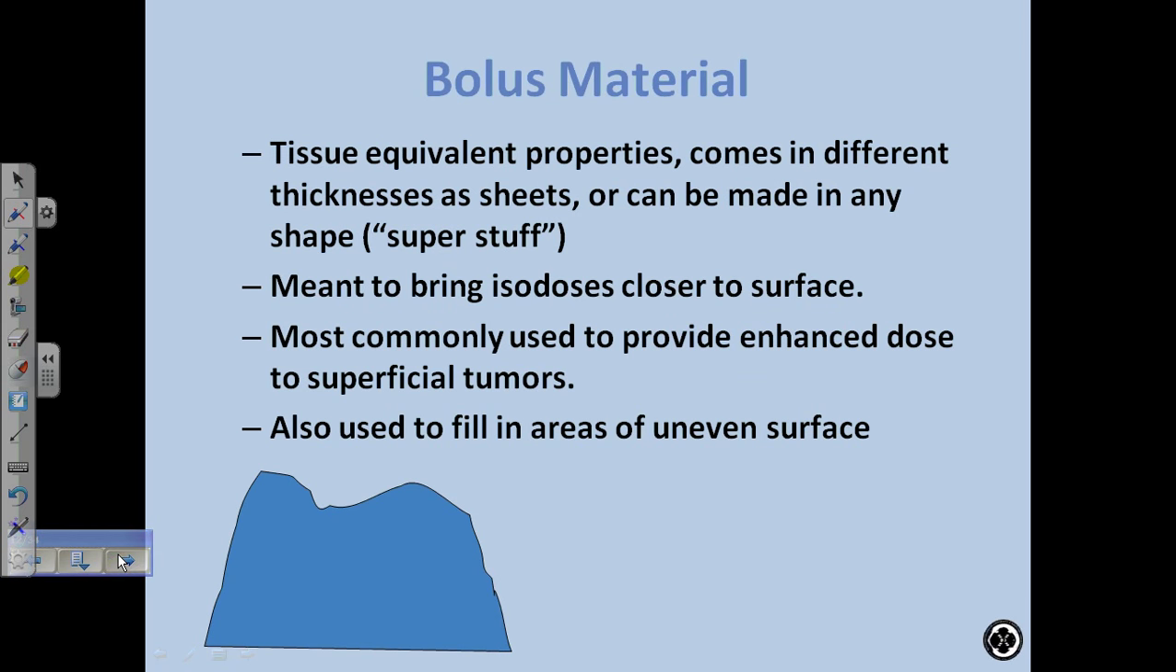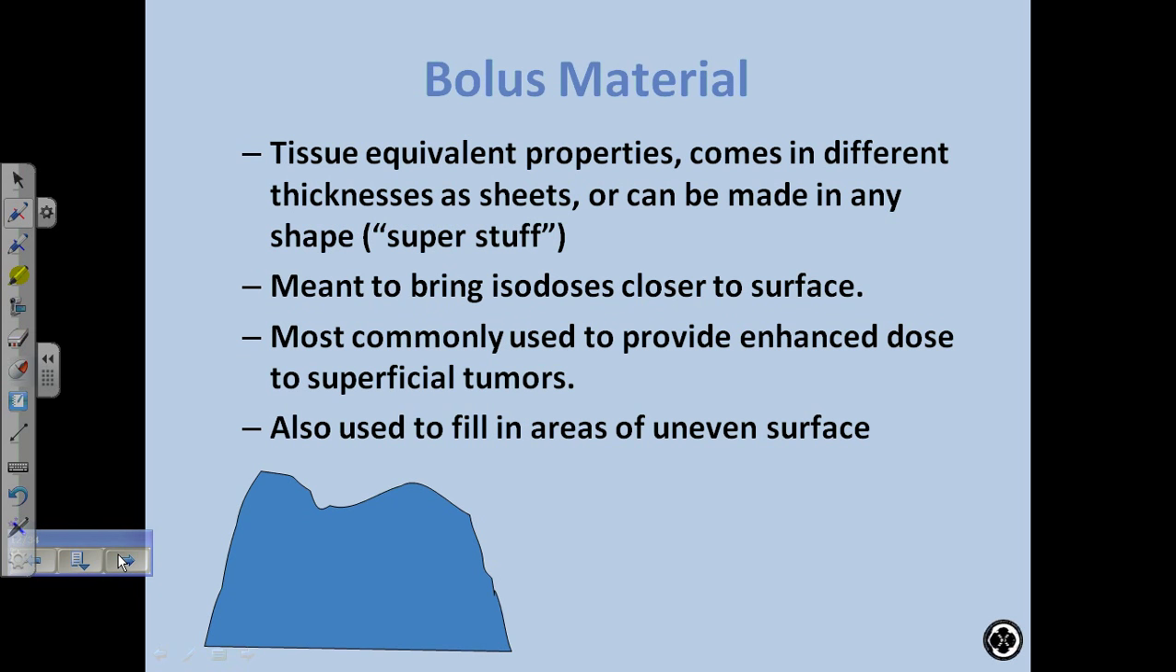Okay. We also use bolus material. So you guys seen bolus? It's that kind of soft material. Every clinic has it. They usually come in 1 cm, 2 cm, maximum 3 cm thickness, down to about 3 mm thickness. And we put that on the patient's skin.